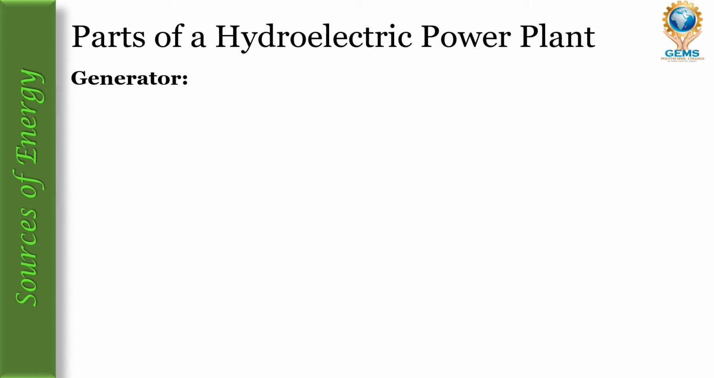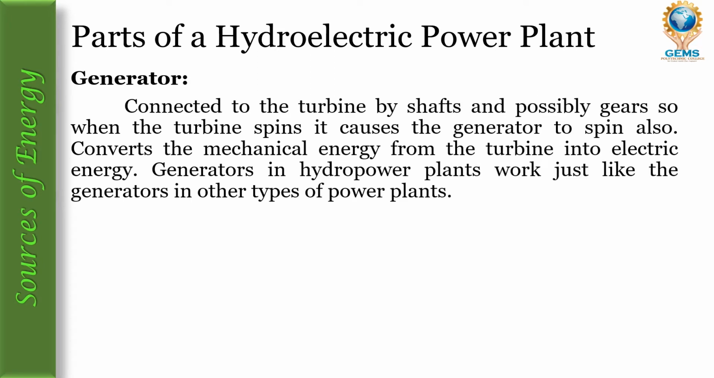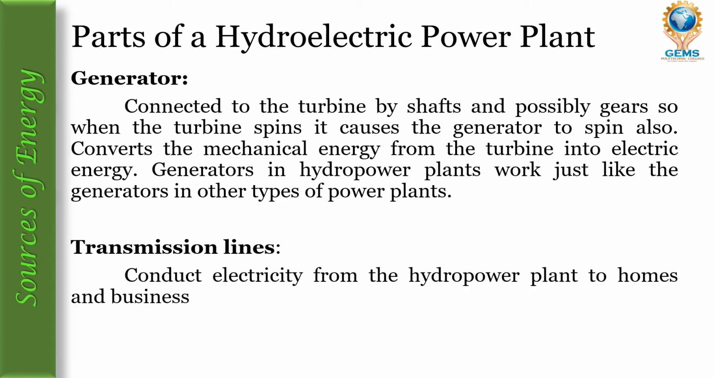Then comes the generator. The generator is connected to the turbine by shafts and possibly gears. So when the turbine spins, it causes the generator to spin also. It converts the mechanical energy from the turbine into electrical energy. The generators in hydropower plants work just like the generators in other types of power plants. Then come the transmission lines, which conduct electricity from hydropower plants to homes and businesses.